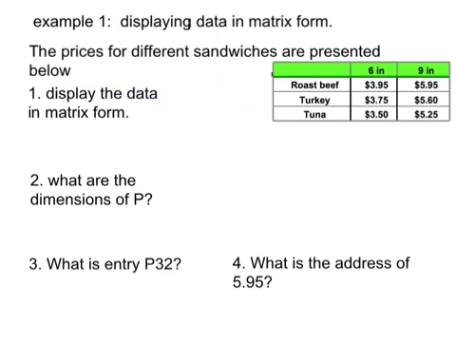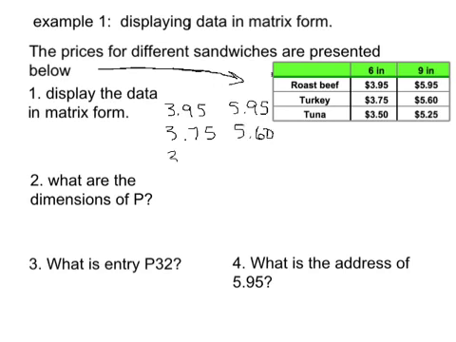Let's try an example, displaying data in matrix form. Our first example: the prices for different sandwiches are presented below, right there. Display the data in matrix form. So I'm going to put a bracket and write the information. I've written everything in the same order that you see it, and I've put it in brackets. Okay, and we're going to name it capital P. This is matrix P.